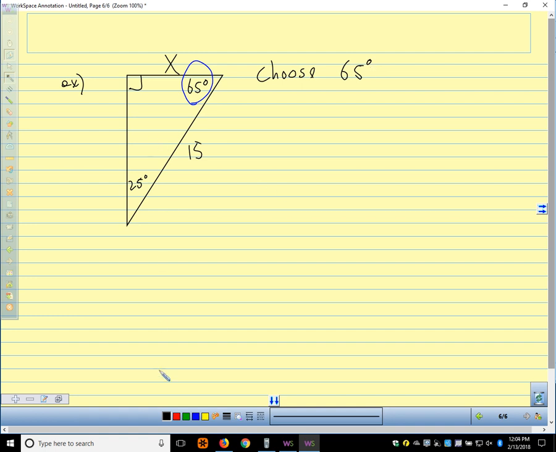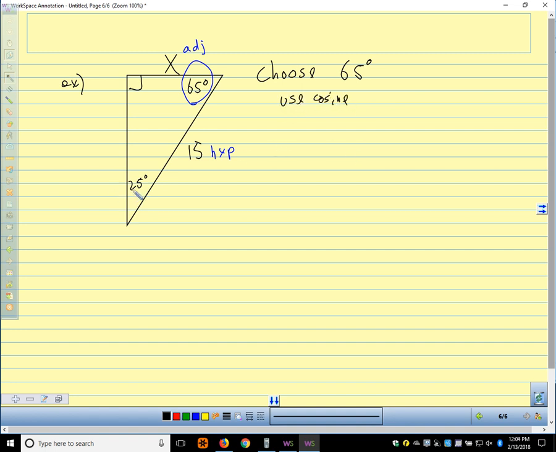All right, so now we're going to label our triangle based on this. Is x opposite, adjacent, or hypotenuse? That's the adjacent side. Right next to it. 15? Hypotenuse. Hypotenuse is always the hypotenuse. And then we say cosine, because it's the adjacent and hypotenuse. So we'll write our equation. Use cosine.